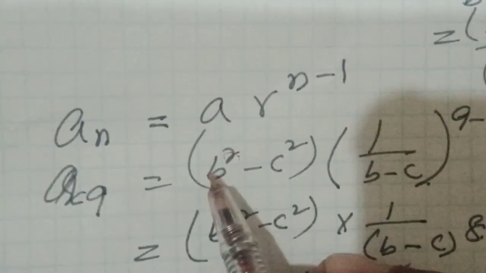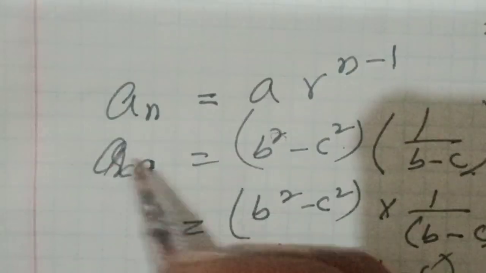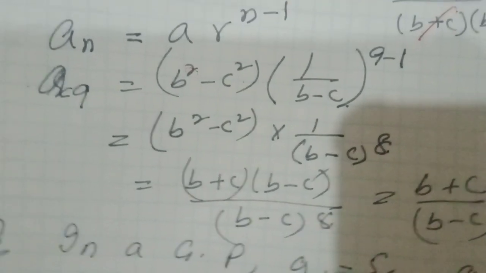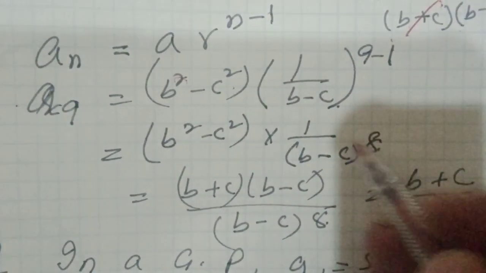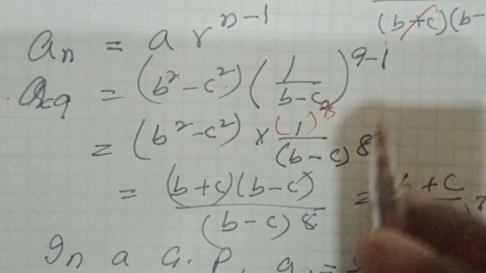Now putting in the formula, we have the formula a r to the power n minus 1. A is b square minus c square, r is 1 upon b minus c, to the power 9 minus 1, because we have the formula n minus 1, and we are going to find the ninth term. Now you will have to simplify it. 9 minus 1 is 8. Now 1 having power 8 will remain 1, so we can ignore it.